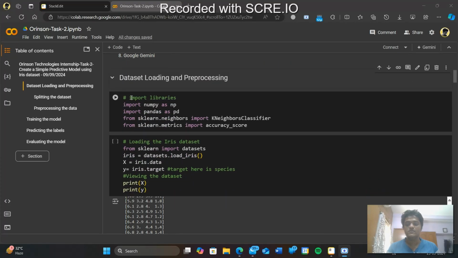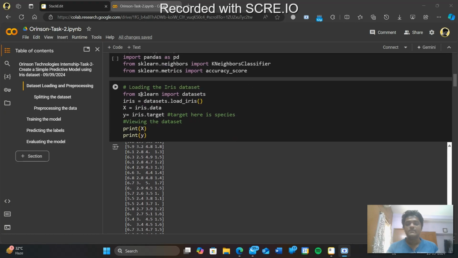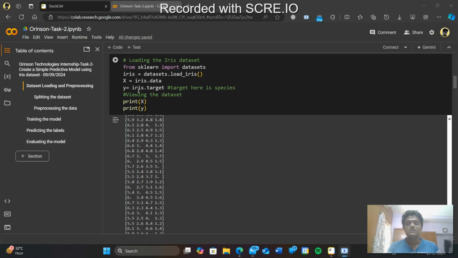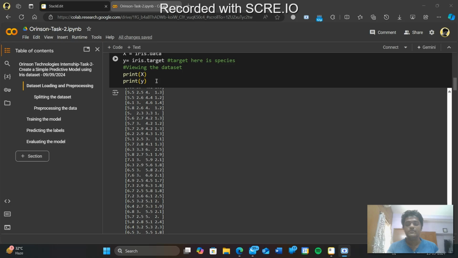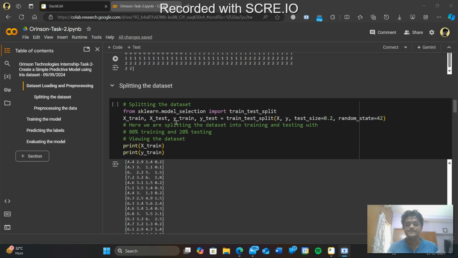First of all, we import the dataset and pre-process it. We are importing the libraries here and loading the dataset here. The target for the processing is species, which is available with iris.target, and the data is stored in X and the target is stored in Y. And now we are viewing the dataset. So this is the dataset.